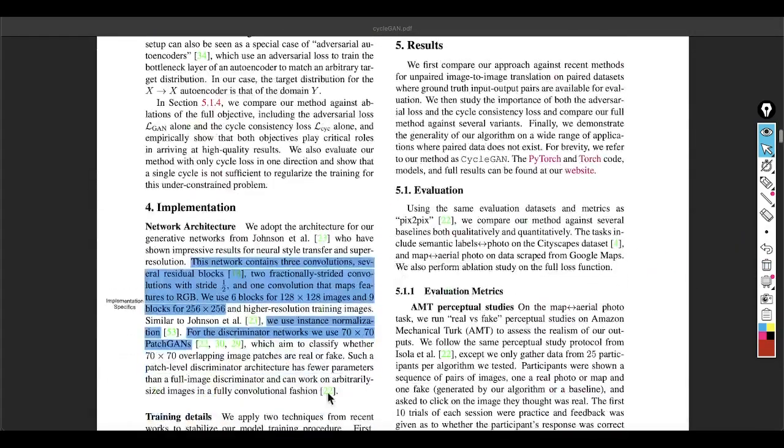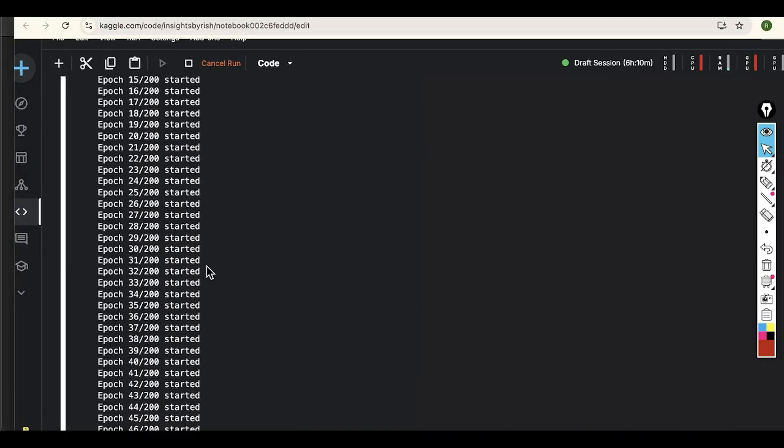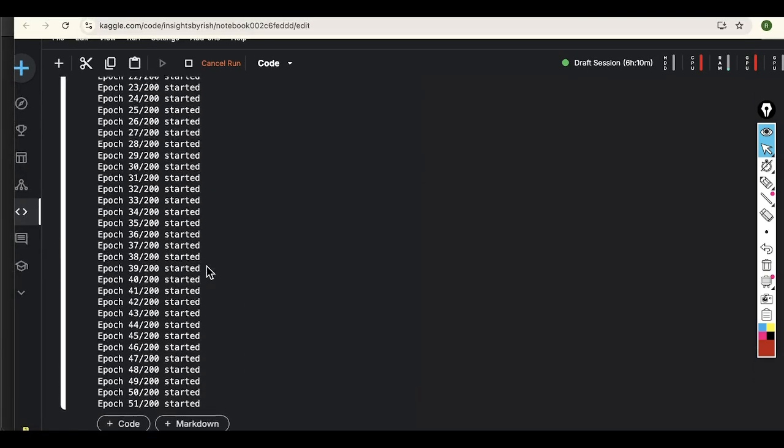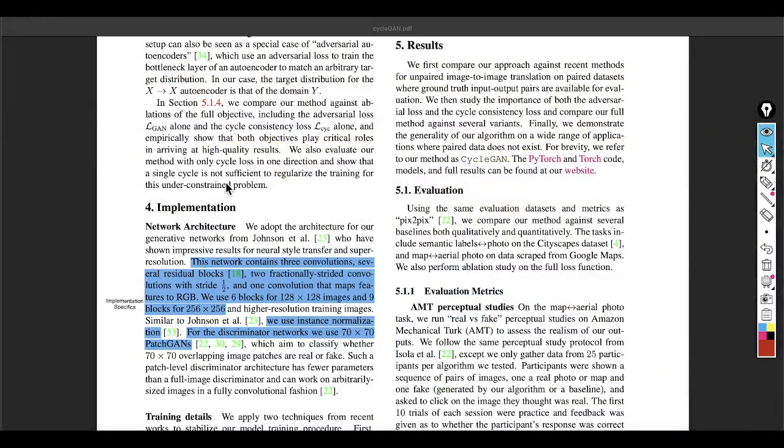So then here you basically have the implementation part. I am going to soon make a video on the implementation of CycleGAN. Right now it's currently under training. I can even show that to you. Here, as you can see, this is currently running, and practically speaking, it takes a lot of time to train. So once I'm done with this training, I will also make the implementation video of the CycleGAN.